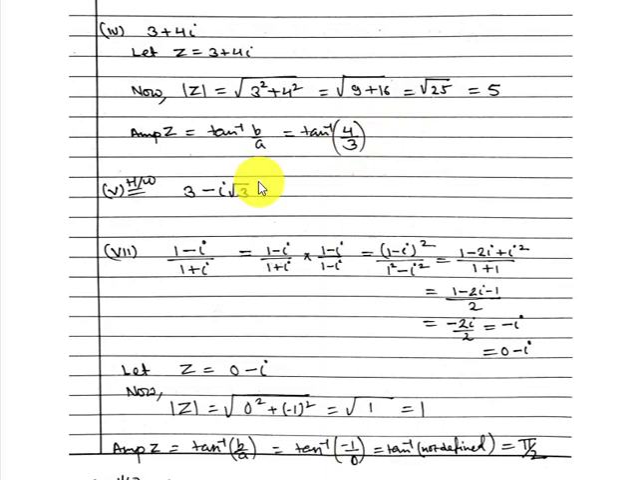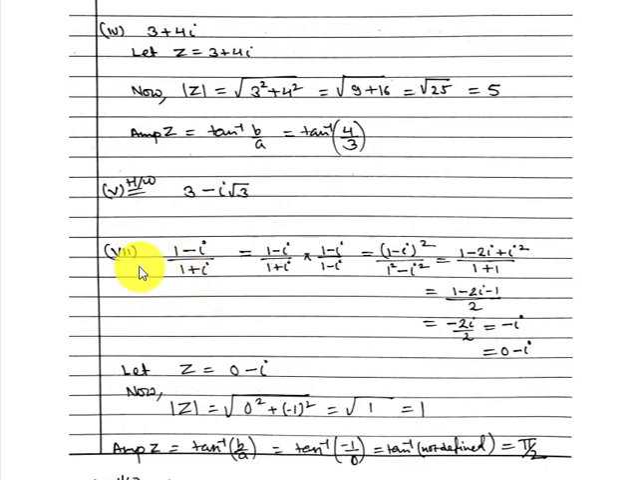Now next is 3 minus i into root 3. Again this is in the form a plus ib. So this is your homework. First find the modulus, that means you have to find square root of a square plus b square, and then you have to find the amplitude, that means tan inverse b upon a. Try this.